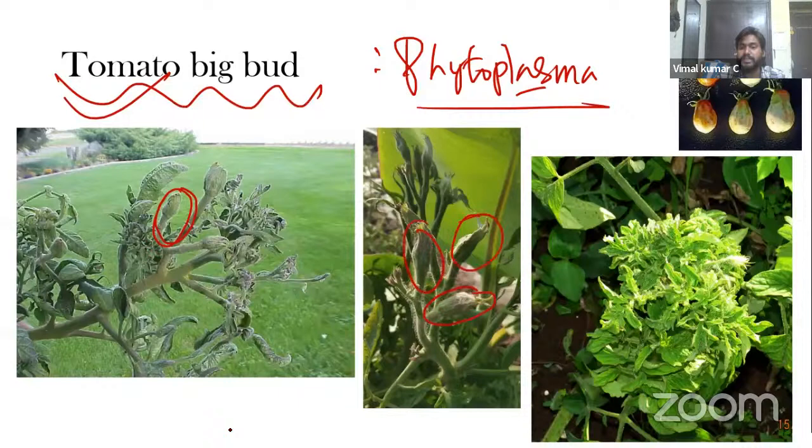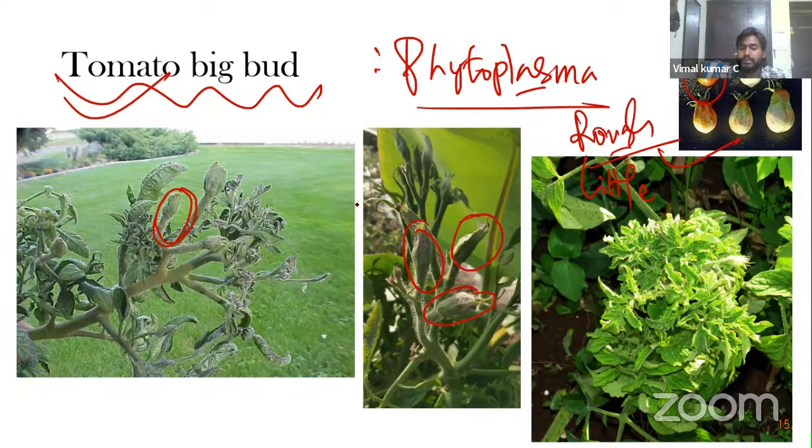Okay. And of course, the little leaf will be there. The internodes of the twigs will be reduced. Then the leaf size will be reduced. And even on the fruit, there will be what you can call ring spots, right? Then followed by the deformation of the fruits, and rough fruits will be there. Okay. So this is how you can characterize tomato big bud.